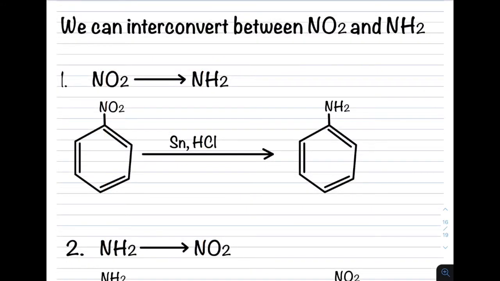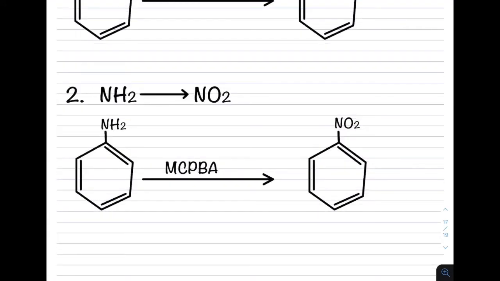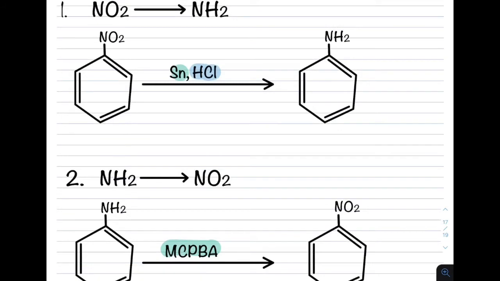To convert the nitro group on a benzene into an amino group, you're going to want to use tin and hydrochloric acid. To convert an amino group on a benzene into a nitro group, you can use any peroxy acid, but the one that is probably most common and familiar to you is MCPBA. So when we convert a nitro group into an amino group, the nitro group is becoming reduced.